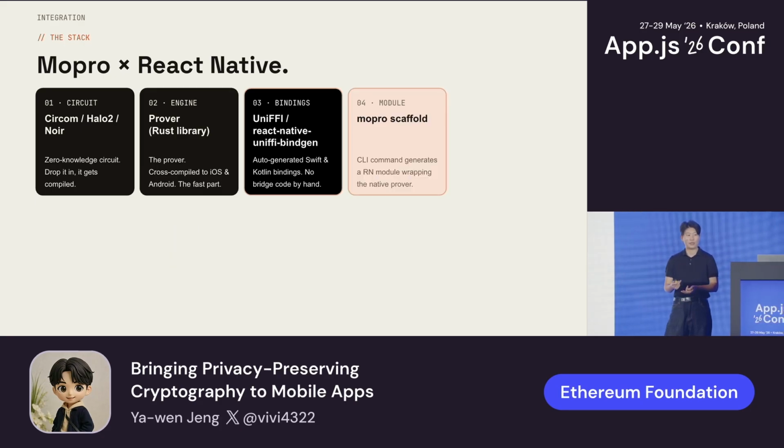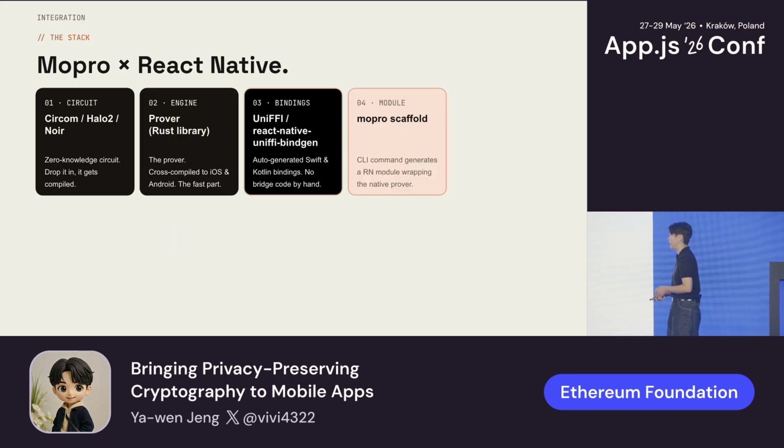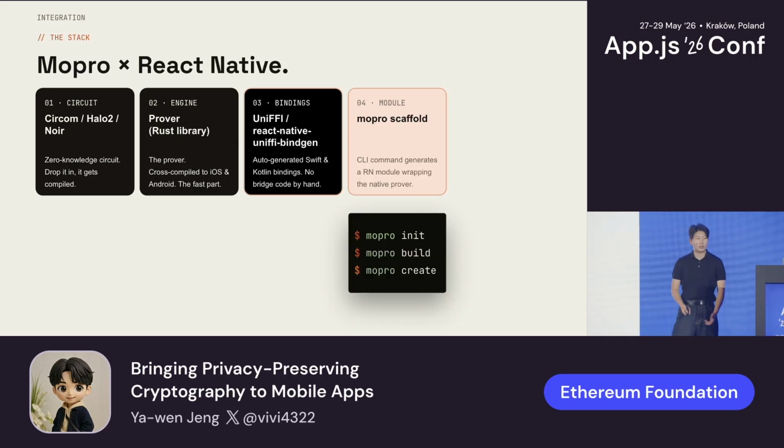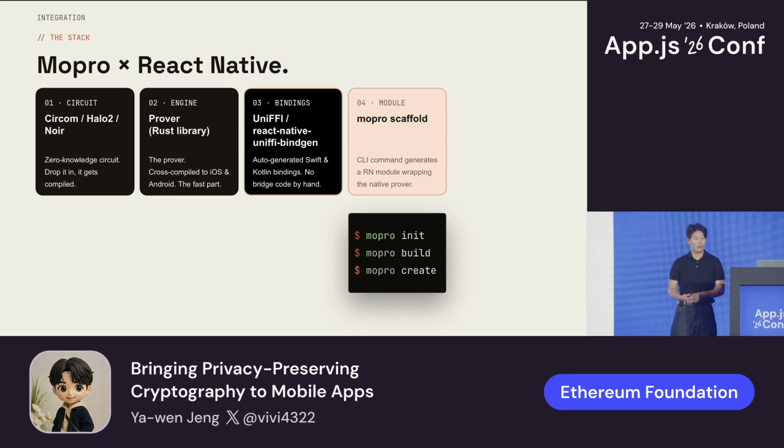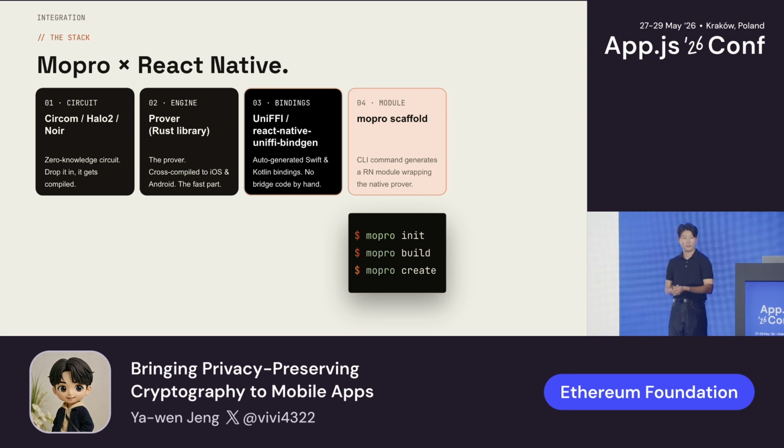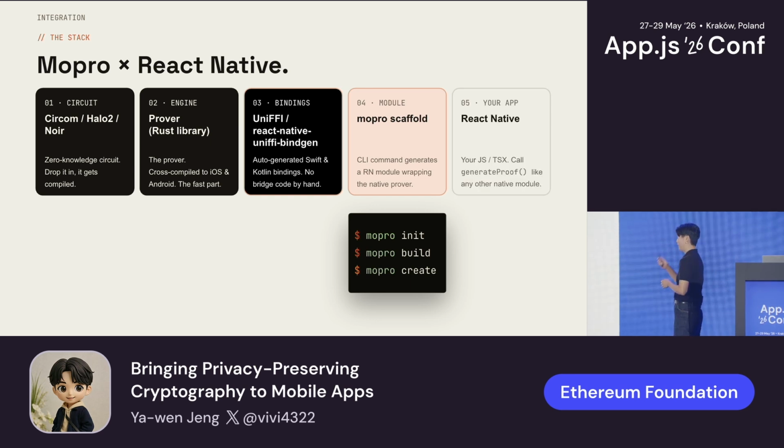That's why our team is focusing on bridging this difference between provers and different FFIs, and we created an easy-to-use command line tool for developers to easily build ZK mobile apps with simple CLIs. And lastly, the React Native app can finally use this generate proof function.